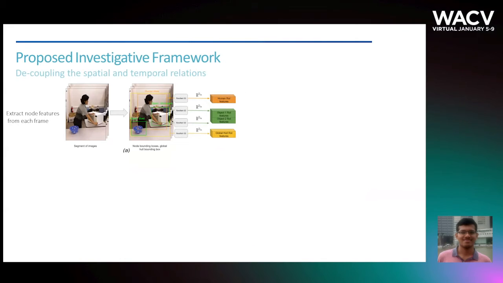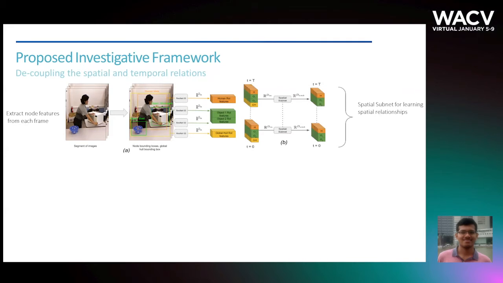The framework we use for video HOI detection can be broken down into 4 major steps. In the first step, we use bounding boxes of humans and objects to crop out corresponding image areas and compute visual features for each node using the backbone module. The second step is the spatial subnet, which learns the local interactions between humans and objects in a single frame and outputs spatial embeddings for each human and object node.